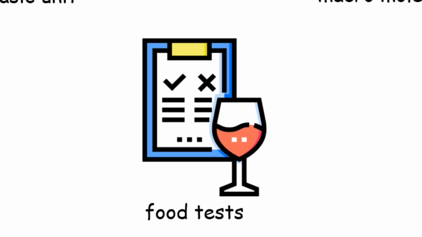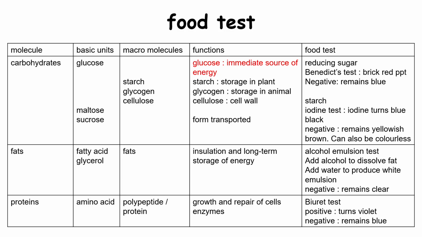Lastly, you will need to know the food tests used to identify the presence of each nutrient. Just remember Benedict's test only works when there is a hot water bath and produces other colored precipitates as well, when concentrations are lower. Iodine can be colorless when it is very diluted.